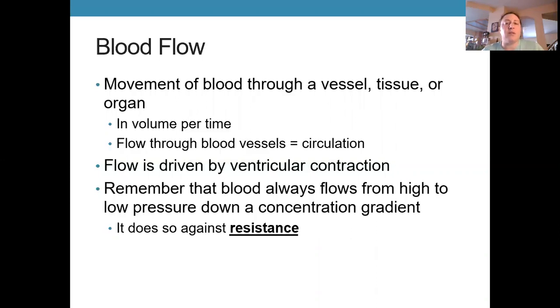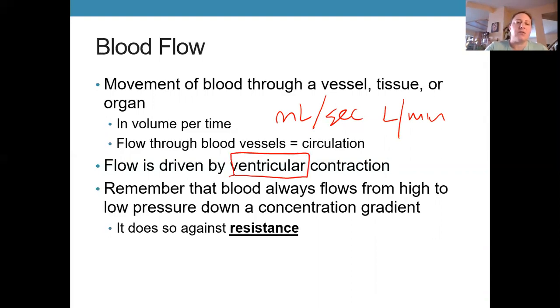So the movement of blood through vessels, tissues, or organs is measured in volume per time. Usually this is in something like milliliters per second or liters per minute. Now the blood flow through blood vessels is the same thing as circulation. And the only force that's actually driving this blood flow is contraction of the ventricles. So in order to achieve flow, we're going to use a gradient.